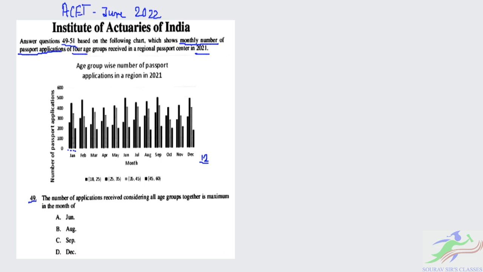Now what is question number 49 saying? The number of applications received, considering all age groups together, is maximum in the month of. From here you can see that in every month, the age group of 25 to 35 has the highest number of applicants. Here you can see September, where it is near about 500, which is more than any other month. Now if you consequently check with the age groups of 18 to 25, 35 to 45 and 45 to 60, in all cases you will see that, covering all age groups together, it is the month of September. So the correct option is option C, 49C, that is September.